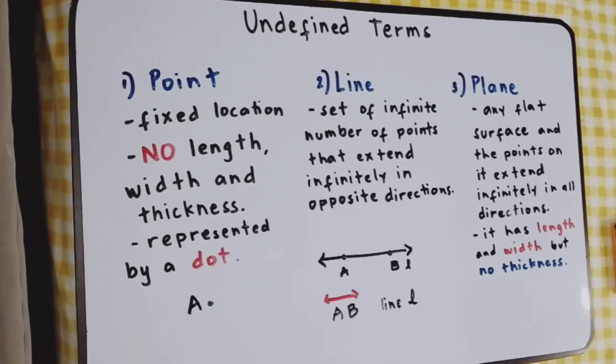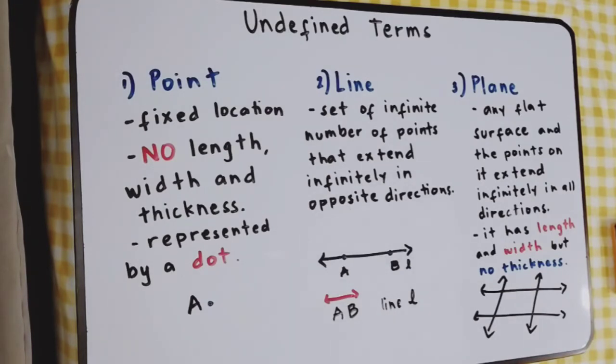Third one is plane. Okay. So plane is any flat surface and the points on it extend infinitely in all directions. Okay. It has length and width but no thickness. So yung plane, yung mga 2D na objects or figure. So let's say this is an example of a plane. Actually, meron din siyang mga arrowheads kasi nga, the plane can extend infinitely in all directions. So, pwedeng lumaki si plane or pwedeng lumiit.